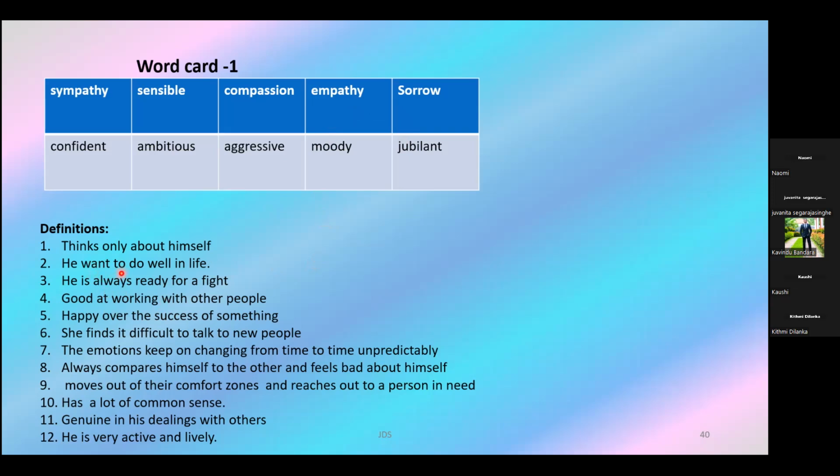Second one, he wants to do well in life. Do you have a corresponding word? Ambitious. Yes, ambitious, right? So the word ambitious, where is that? Yeah, it will get cut.